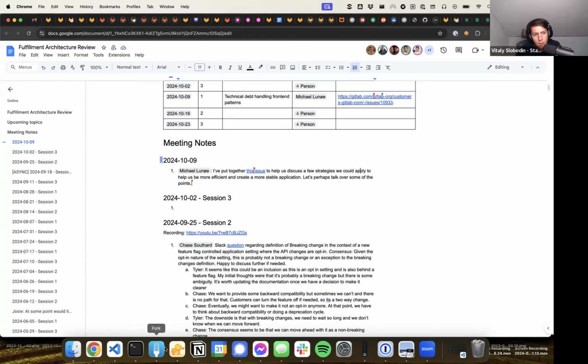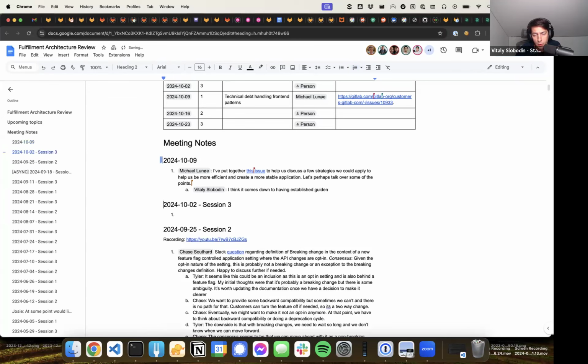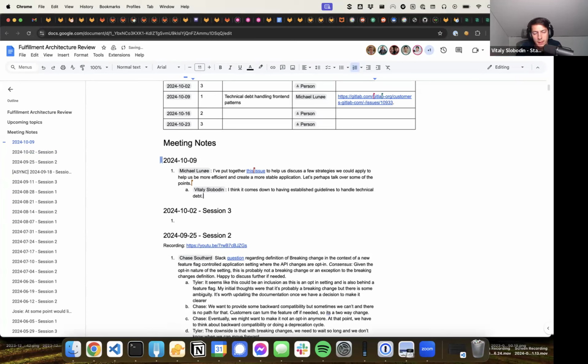I think it all goes down to the thing that you mentioned about having established guidelines around handling the technical debt. But the thing is, what exactly we would like to achieve. I mean, what we want to put into these guidelines.